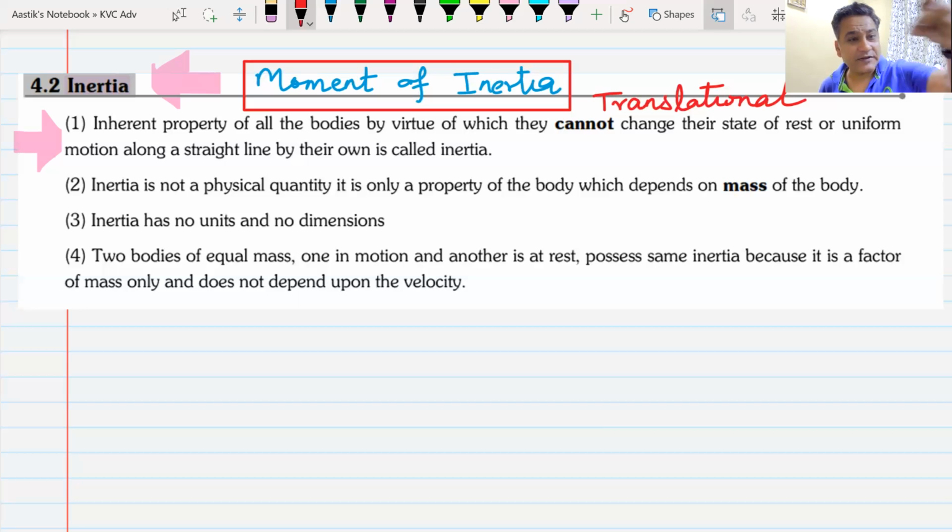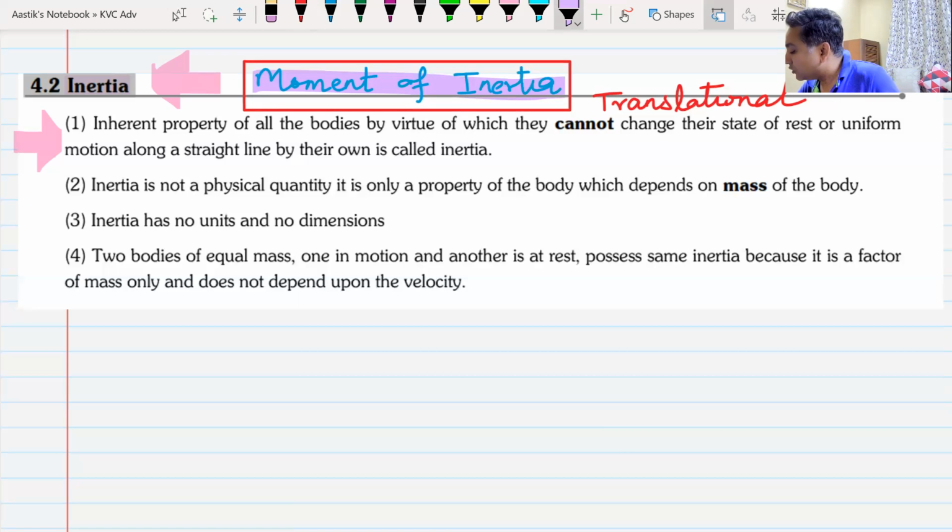If someone asks me, sir, please explain quantum physics, I will say, sir, I don't understand it. I don't know what quantum physics is, so I can't tell you what it is. That is a fact, and I have to accept it. So if you know moment of inertia, tell me, else say that we don't know. Yes, do you know moment of inertia? No? No, sir. Okay. Not a problem if you don't know.